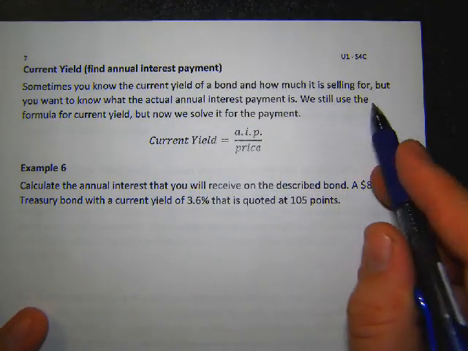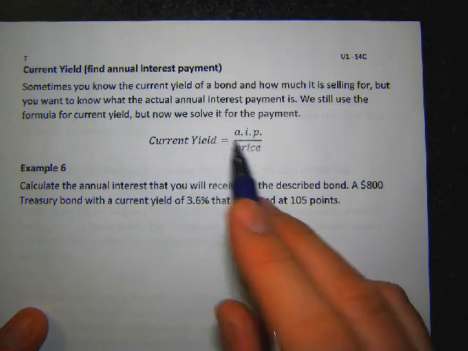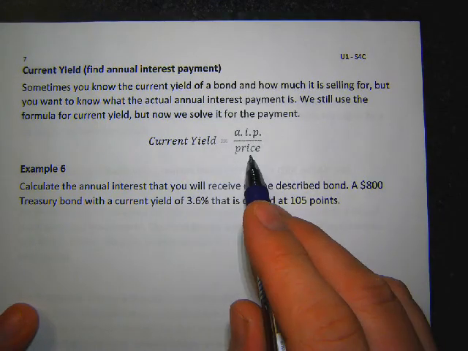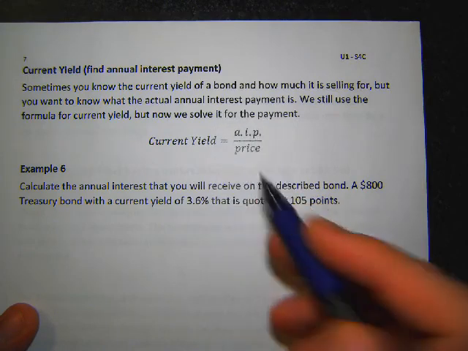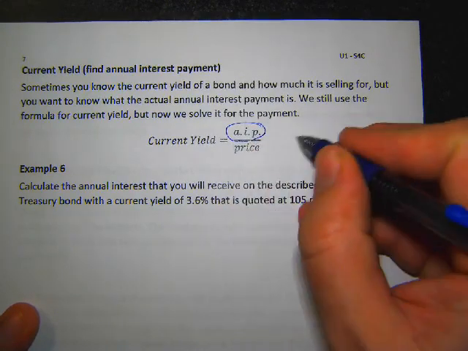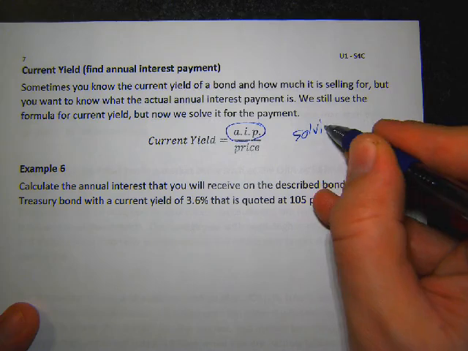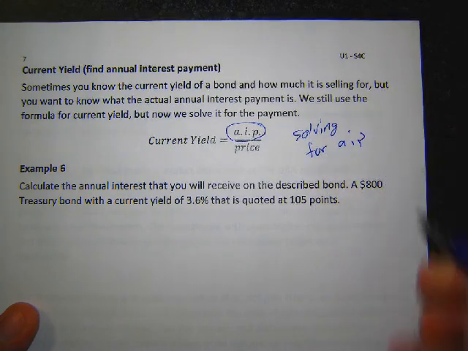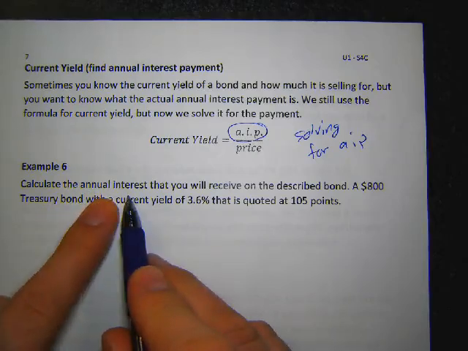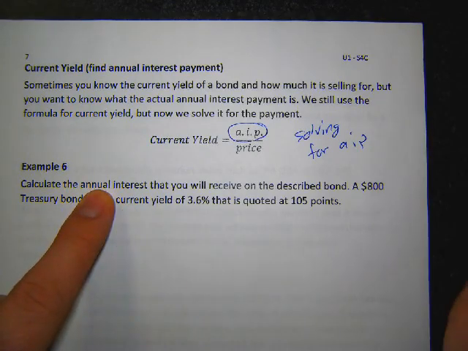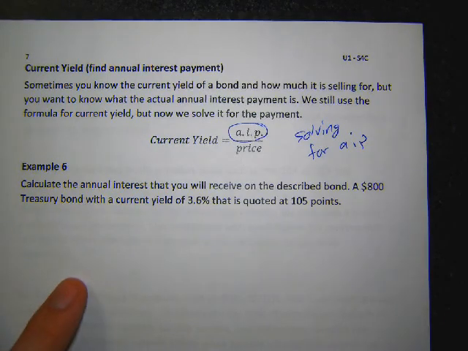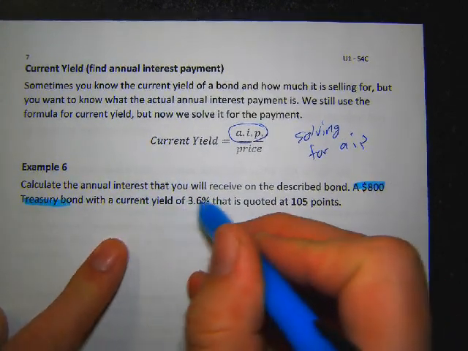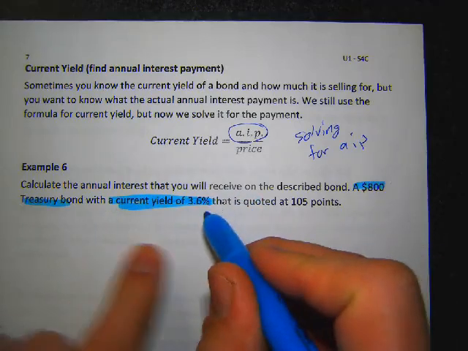So we're going to use the same formula here. We use the current yield formula, but now we know the current yield. We know the current price of the bond. We want to go back and find the annual interest payment, so solving for AIP. Okay, so we want to calculate the annual interest on a bond that's described below. It says an $800 treasury bond, so that's the original price, that's the face value. Current yield of 3.6%, so that's our current yield.